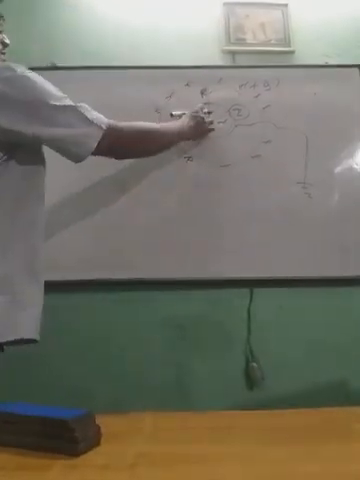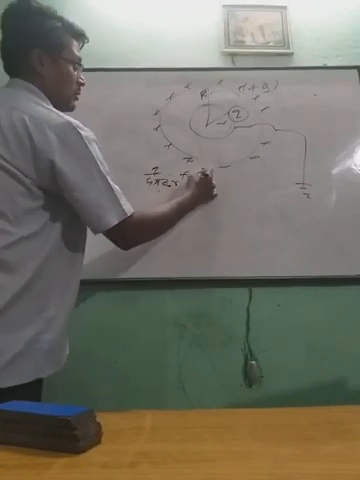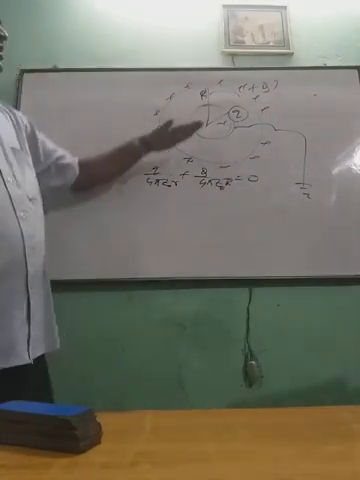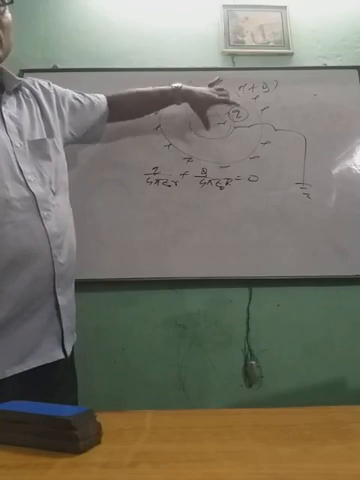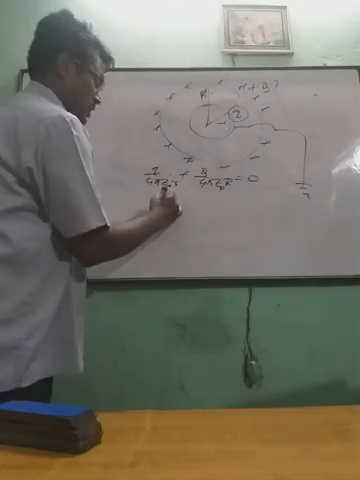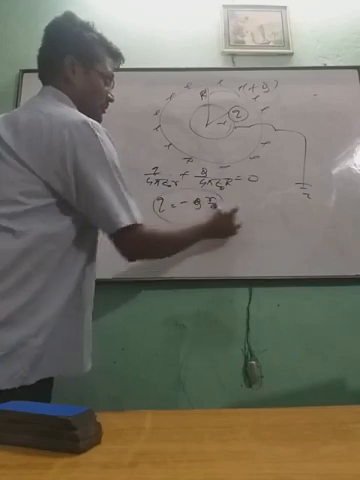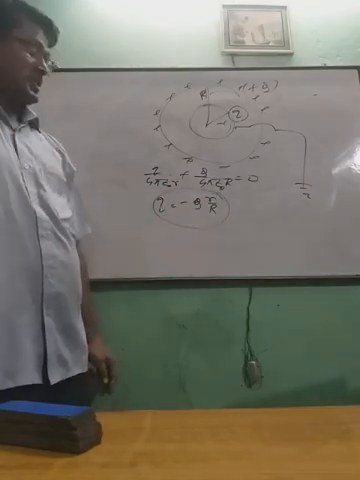So what is the potential of this? Q by 4 pi epsilon naught r plus q by 4 pi epsilon naught capital R equal to 0, because it is the potential due to its own charge as well as the potential due to the outermost charge. Then from here we get small q equal to capital Q small r by capital R. So this is the expression for the charge.